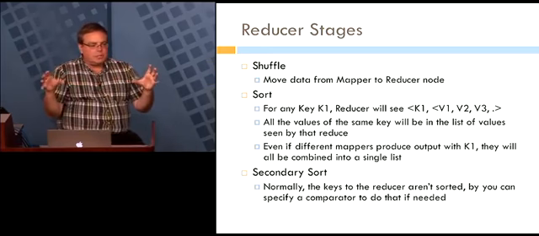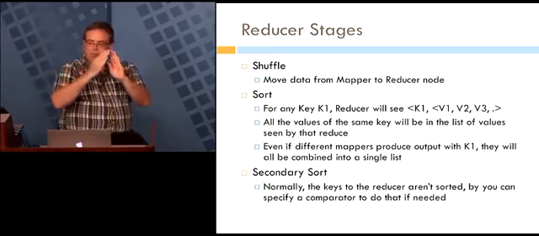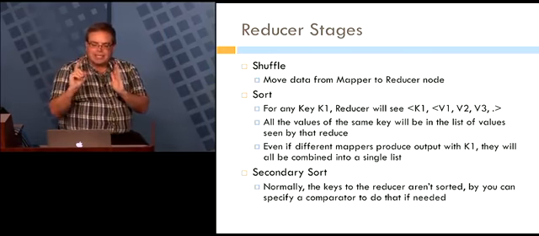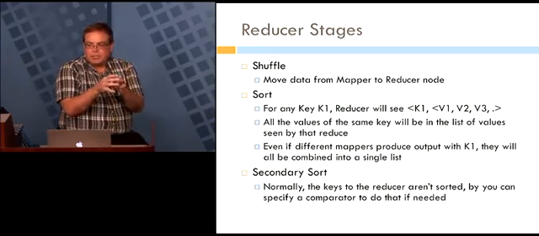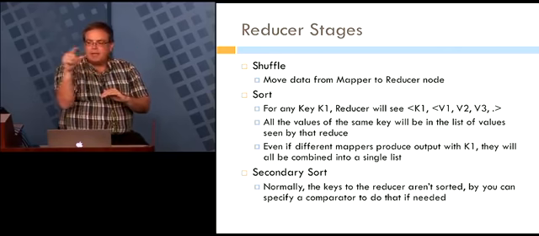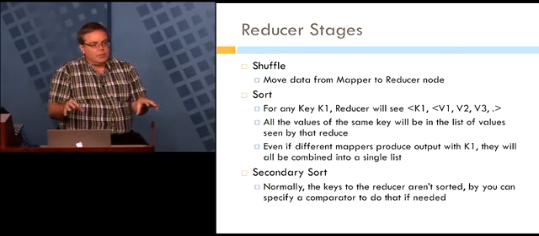First there's a shuffle stage. The shuffle stage is where everybody's data from all the mapper nodes that has the same key is going to go to the same reducer, the same reducer node. So I might have different mapper and reducer nodes in my physical system.